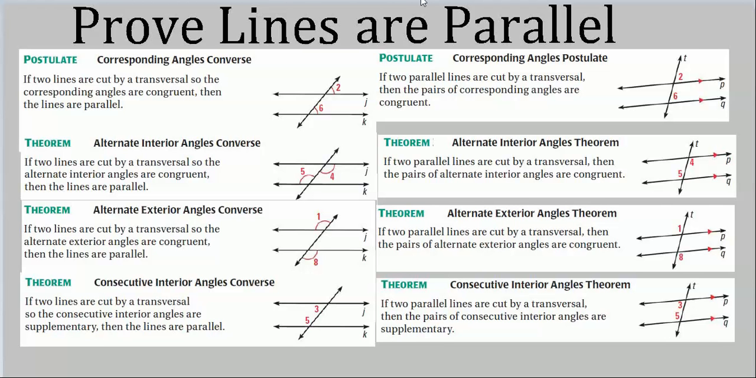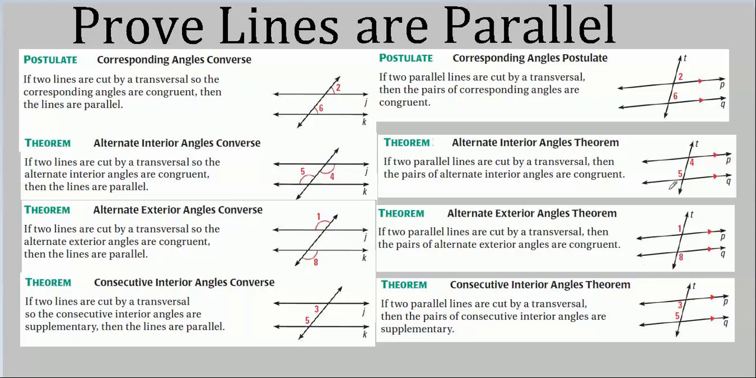Real simple. Remember last time we had the corresponding angles postulate, which said that corresponding angles are congruent when we have two parallel lines cut by a transversal. And then we have some theorems about the alternate interior angles, alternate exterior angles, and the consecutive angles. All of these theorems and the postulate assume that we have two parallel lines cut by a transversal.